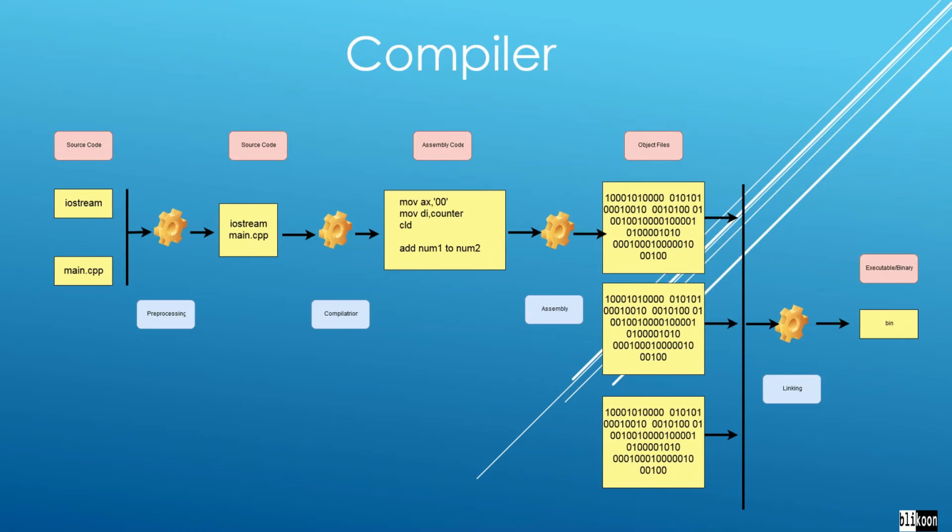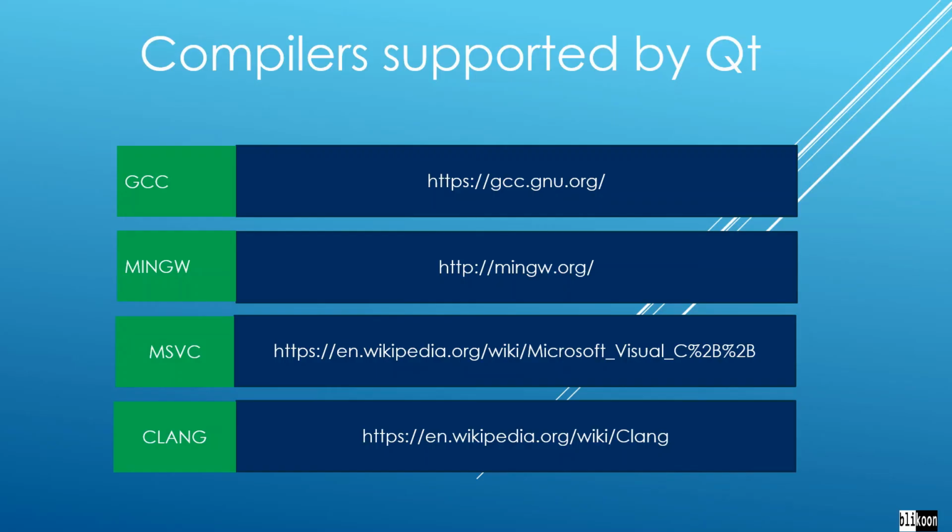You don't have to waste too much time trying to understand these things, but I wanted you to have an idea of what happens behind the scenes when you click on that green button. And it is really pre-processing your source code, doing the compilation, doing the assembly, and then linking your object files to give you the binary executable file that you can double click on to open your application for others to use. Depending on the platform that you are targeting in your application, you may use different compilers in your Qt projects.